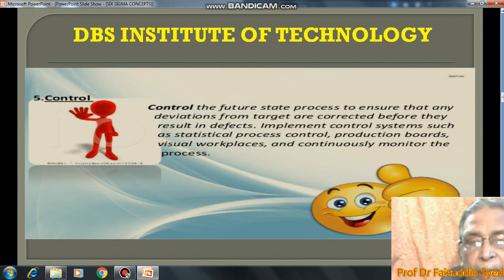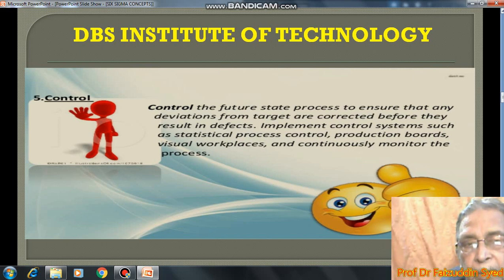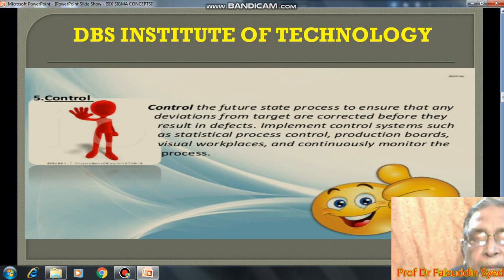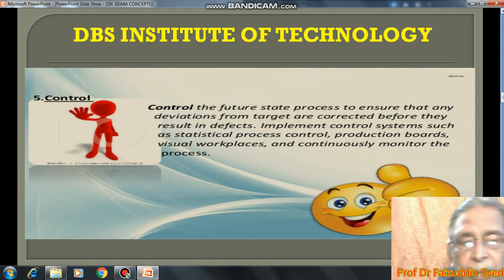Five, control. Control the future state process to ensure that any deviations from targets are corrected. They should be corrected before they result in defects. Implement control system such as statistical process control, production boards, visual workplaces, and continuous monitor the process.